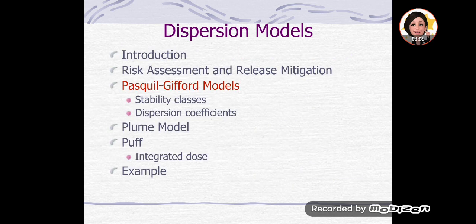Because these models, the plume model and puff models, can be of any size, any shape, any length, we have to define the dispersion. For that we use the Pasquill Gifford model. This is one of the models, and it is widely used for air pollution dispersion modeling.